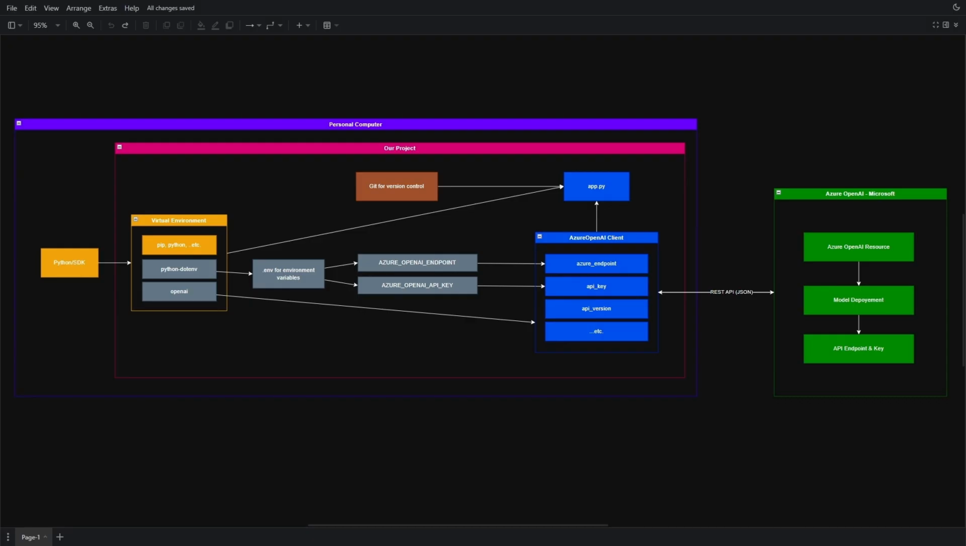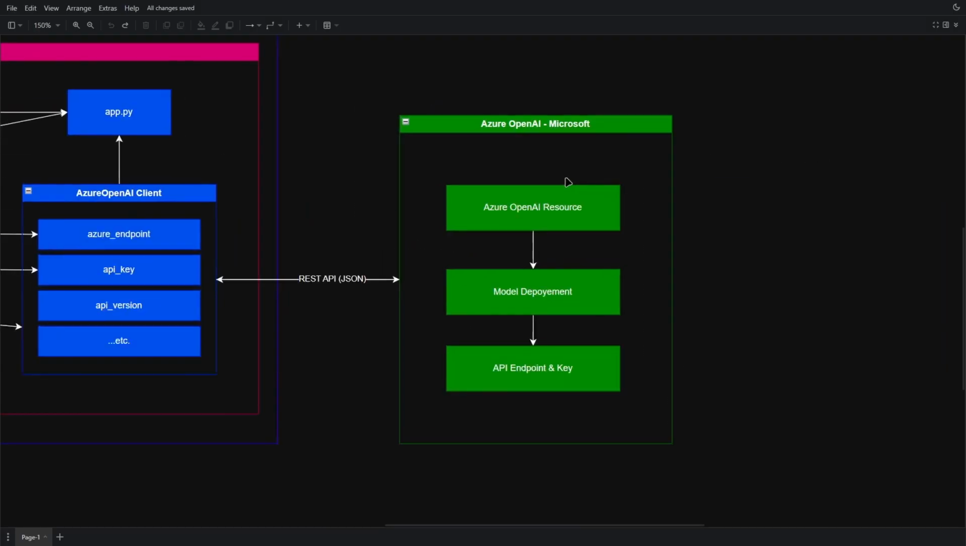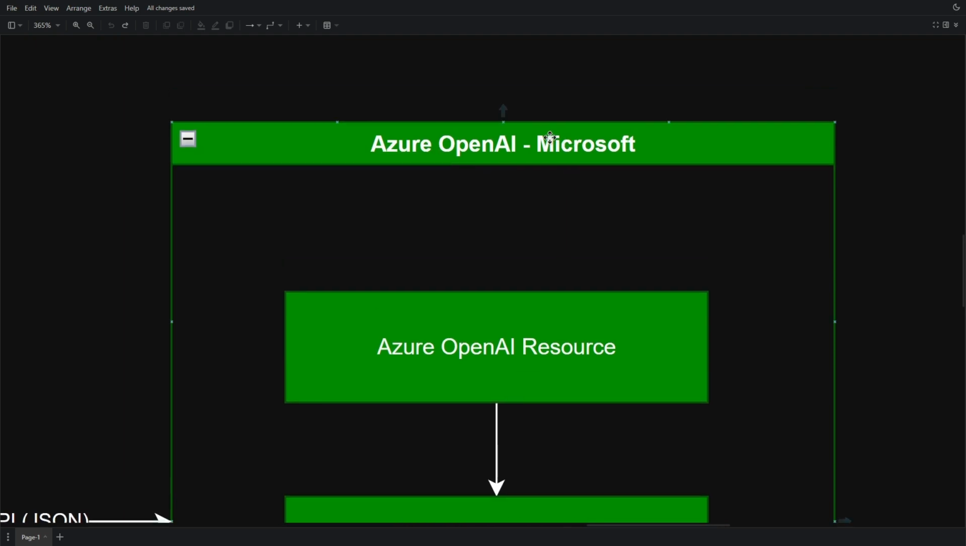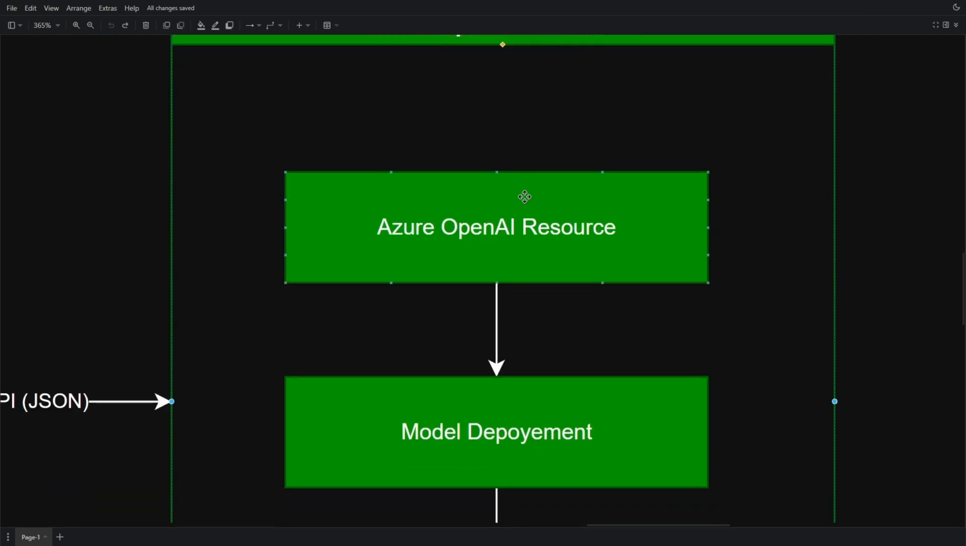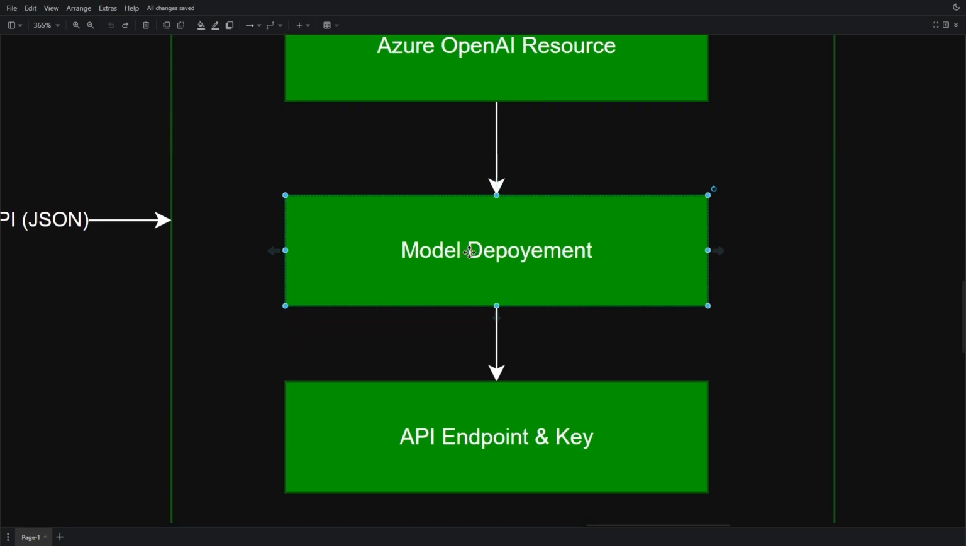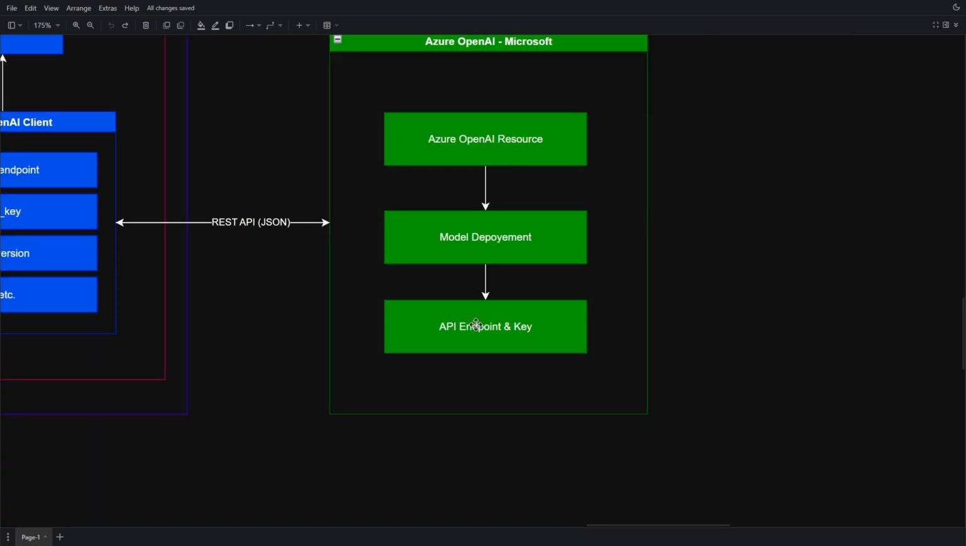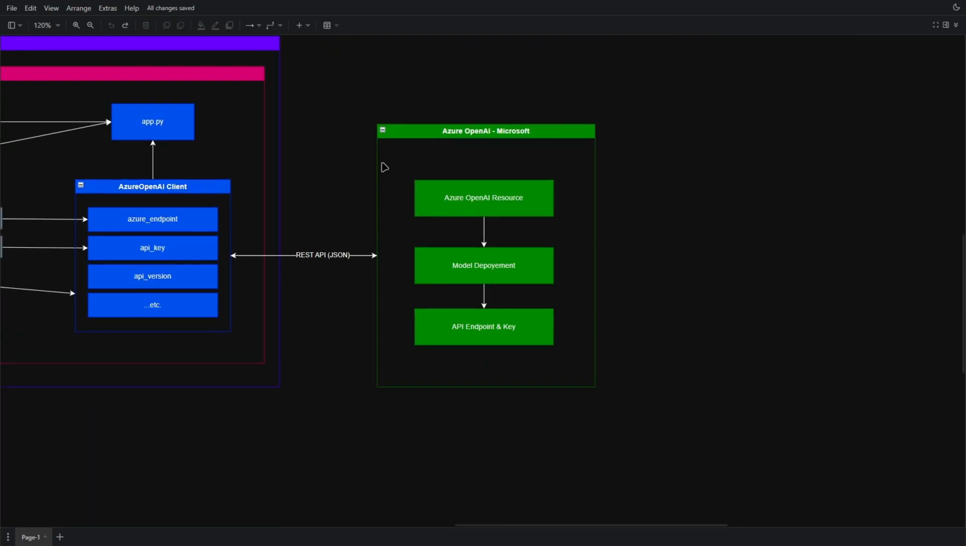In the beginning, we worked with Azure OpenAI. Let me give you a quick recap, with a little bit of zoom here. First we created our resource group, then created the Azure OpenAI resource. After that, we deployed a model, then we received the API endpoint and a key. Now we are going to use this. Let's visit the second entity.